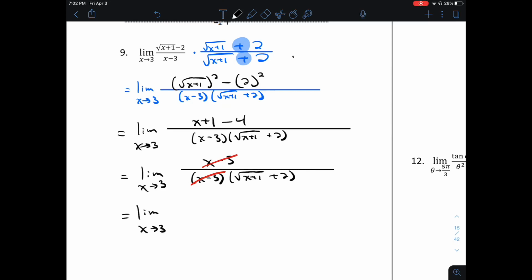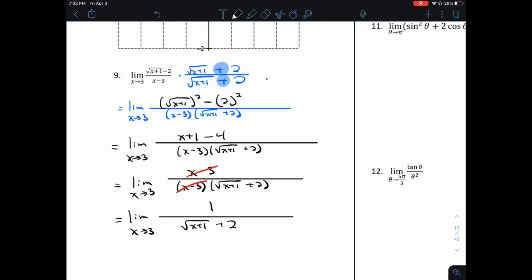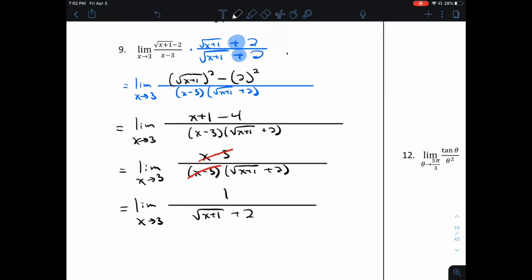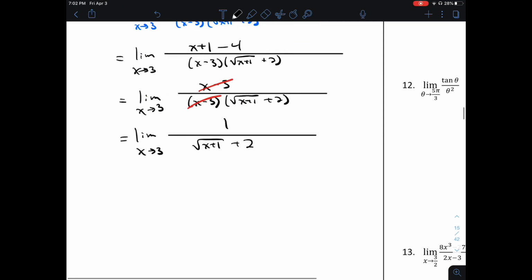So now we have the limit as x approaches 3 of 1 over the square root of the sum of x and 1 plus 2. Can we use substitution for this one? We sure can, because once you substitute, you can stop writing limit notation. So we're going to have 1 over the square root of 3 plus 1 plus 2.